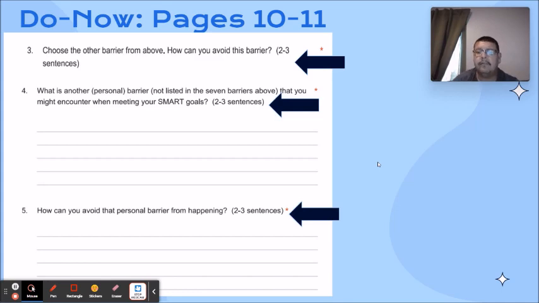If you have any questions, feel free to reach out to Coach Fierros. All right, that will be all. This is pages 10 and 11 of your SMART Goal packet. Once you complete this, that means that you're on the right track. Have fun coming up with your barriers and how you can avoid them.